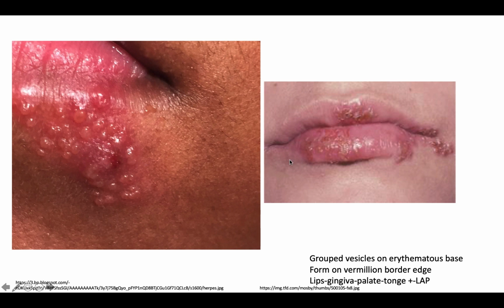I'm telling you the numbers are now changing slightly, so HSV2 is rising, being more on the mouth and so on. But still HSV1 is more common on the mouth.